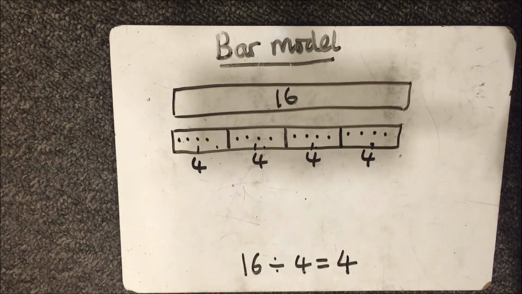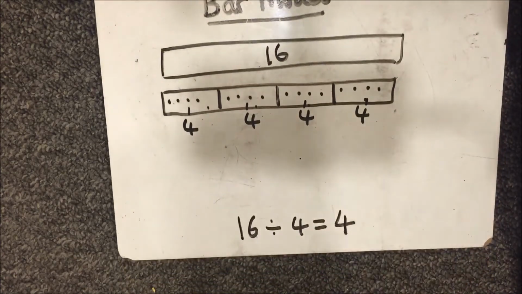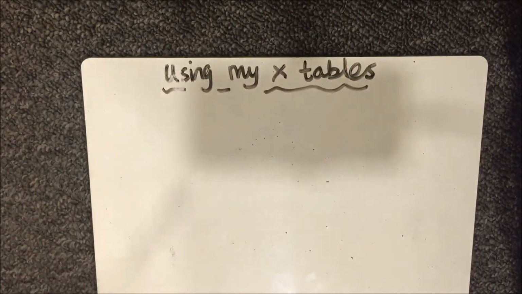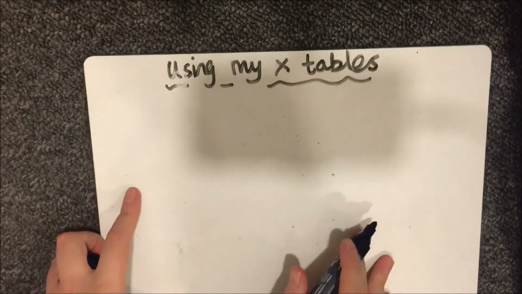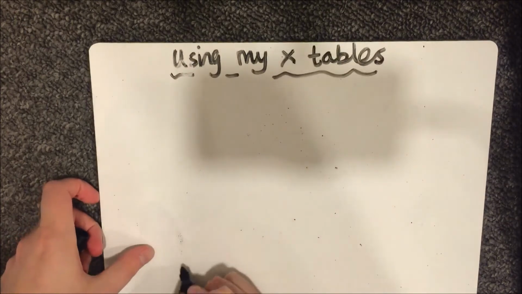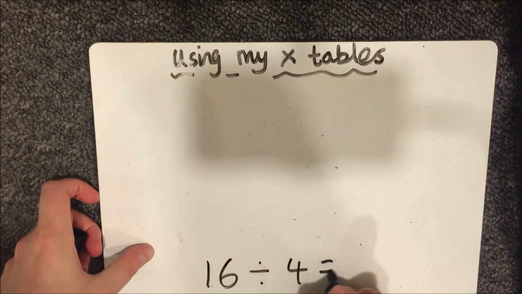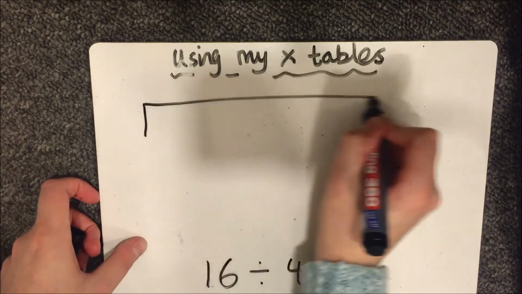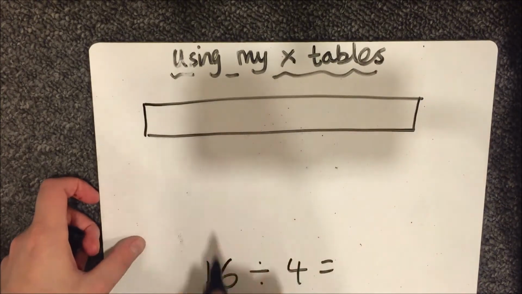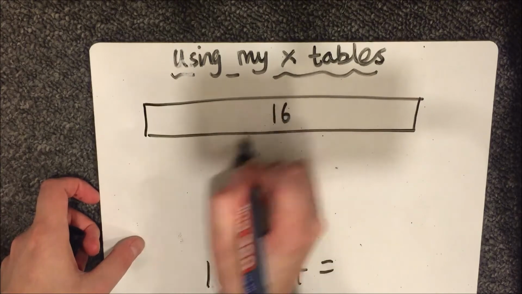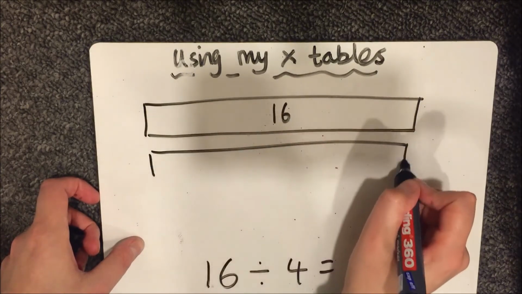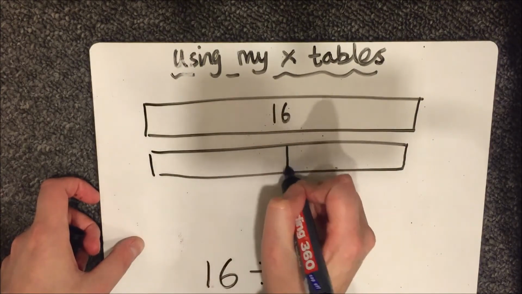Dun, dun, dun. Then it gets to the hard bit. Using my times tables. Okay. Right. Using my times tables as a bar model. So, 16 divided by 4, same as. Do you remember I had my bar again? On that one goes my whole. What's my whole? 16, cut into 4.